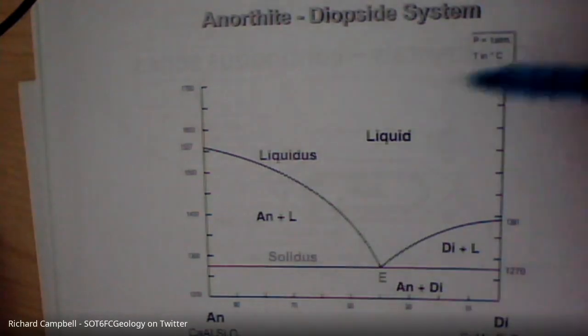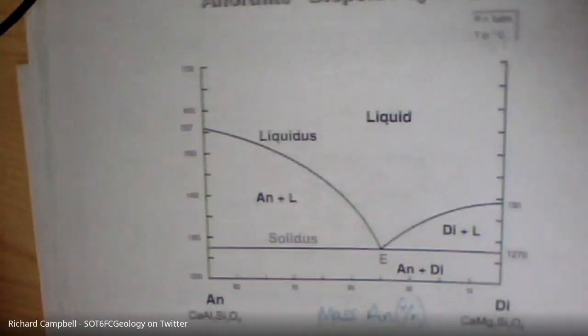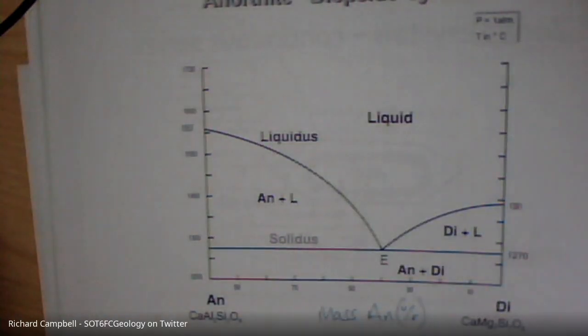What we will look at is the scale running from 100% anorthite on this side to 0% anorthite on this side. And then obviously this side we're looking at 100% diopside. Okay, so just put an extra annotation there. We're looking at the mass of anorthite.